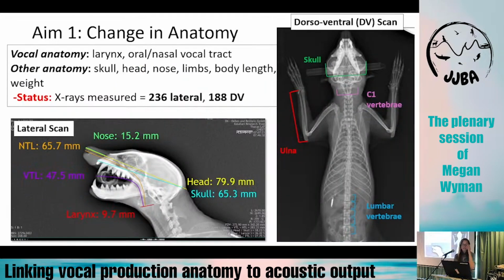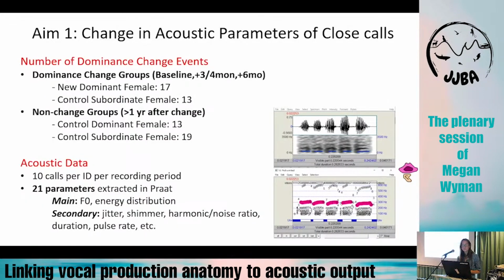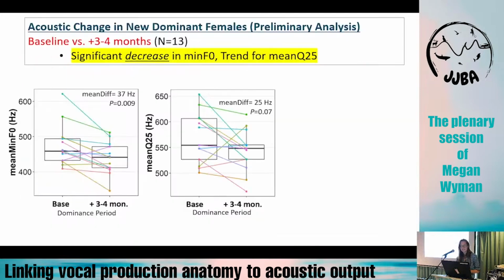We don't have the data back yet, but we have measured X-ray scans for 236 lateral scans. These are lateral on the side, where we're measuring these different metrics of vocal production anatomy. And then dorsal-ventral scans here, where we're measuring head width, but we're also measuring different parts of the anatomy to see where they're putting their energy and if it's growing in other areas which might be beneficial, not just vocal anatomy. And we extracted a bunch of parameters with Praat.